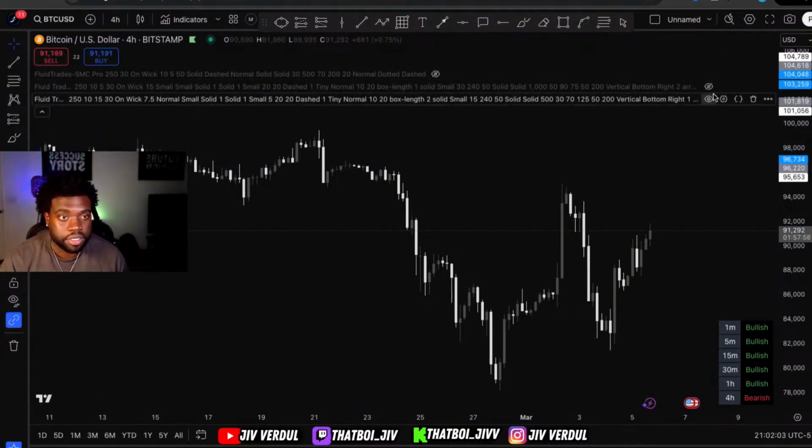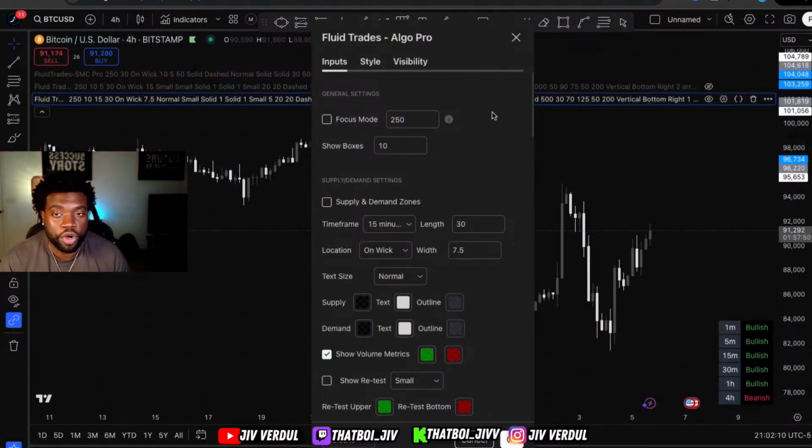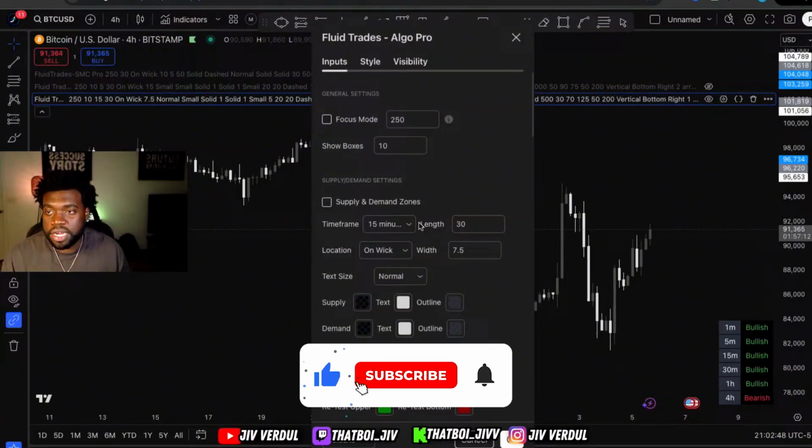So now let's check it out. As you guys can see, the settings look very familiar with the SMC Pro settings, right? With just a little bit of tweaks. Tweak number one, right? The time frame feature. The time frame feature is so cool because we're now able to see specific zones at any time frame. For example, if you're on a 3-minute time frame, you can see a 15-minute chart. If you're on a 5-minute time frame, you can see 15-minute zones and price action.